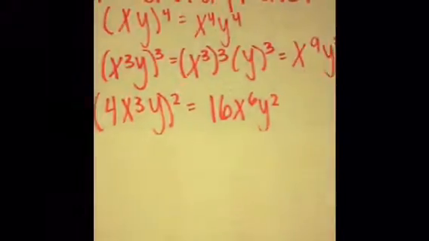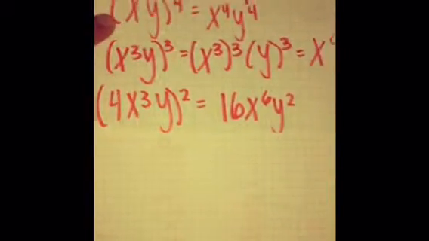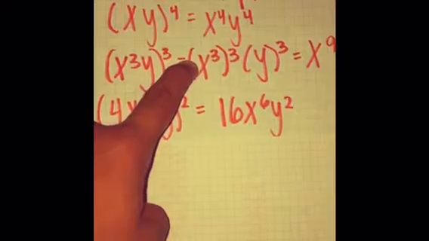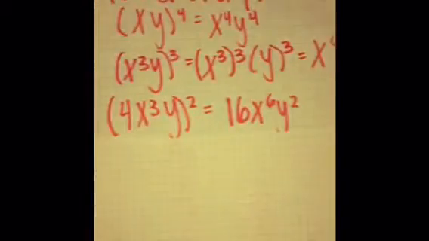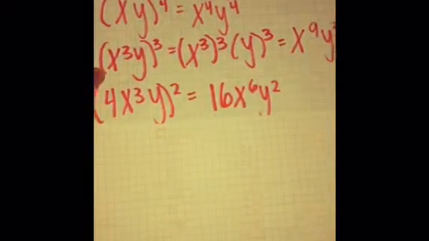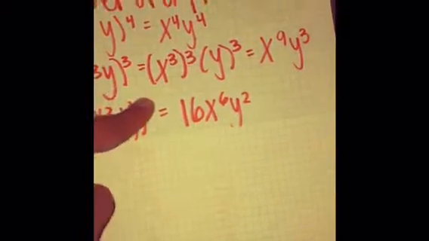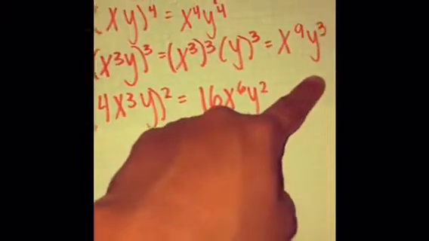So now we're on power of a product. Basically, you just multiply the exponent by each variable. So (xy) to the 4th power is just x to the 4th power and y to the 4th power. For the second equation, x to the 3rd power and y, cubed, would equal x to the 3 times 3, which equals x to the 9th power, and y times 3 is y to the 3rd.